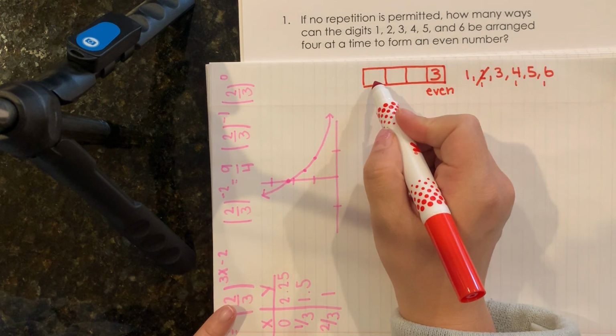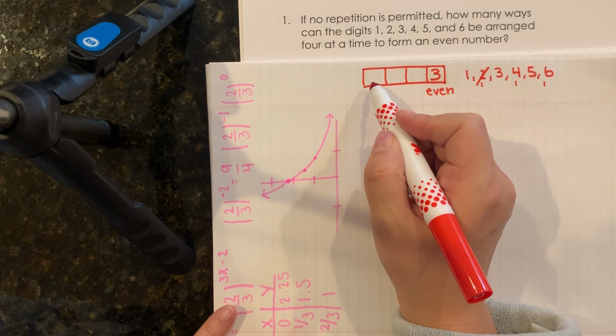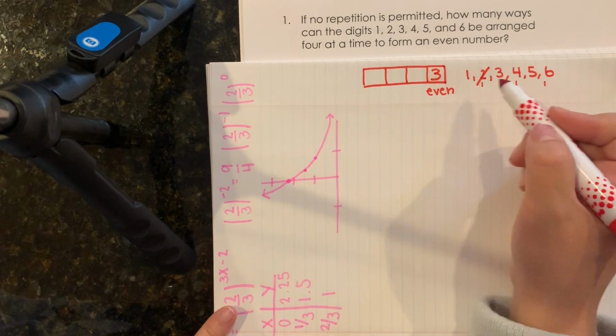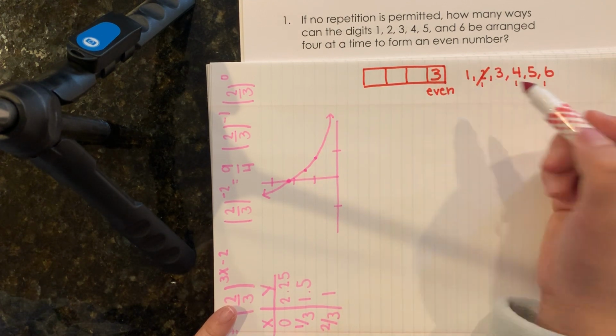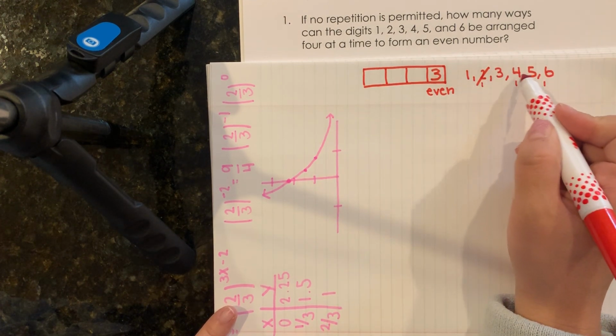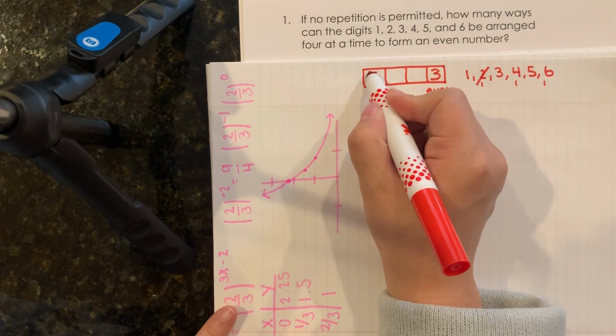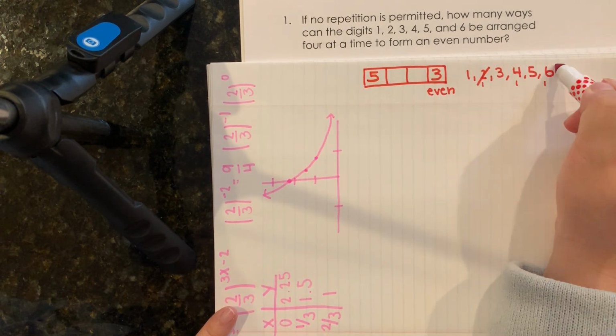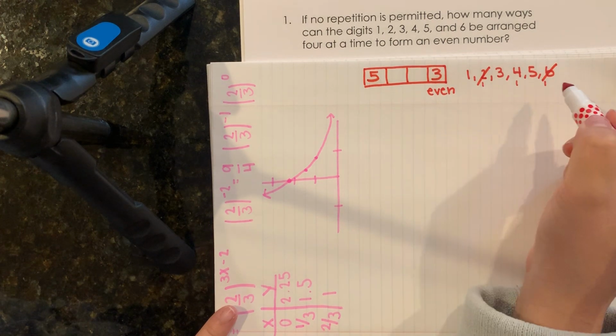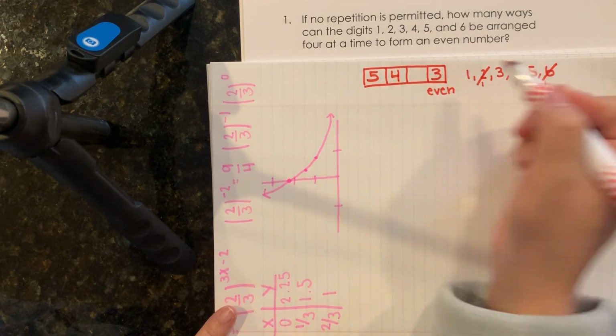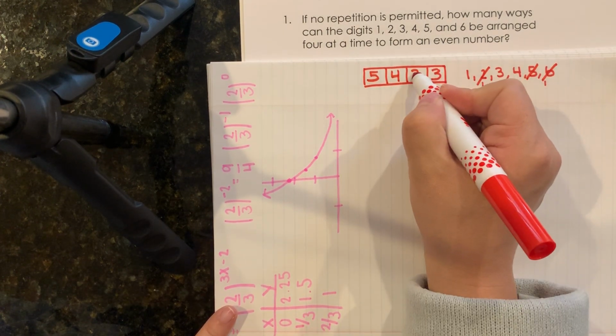Now I'm going to go out to the thousand spot. Now, how many digits do I have left to choose from? Well, I've used one of them in the unit spot. Now I'm left with 1, 2, 3, 4, 5. There's 5 digits to choose from. Once I've used one of them, I can cross it out. Then I'm left with 4, and then I'm left with 3.